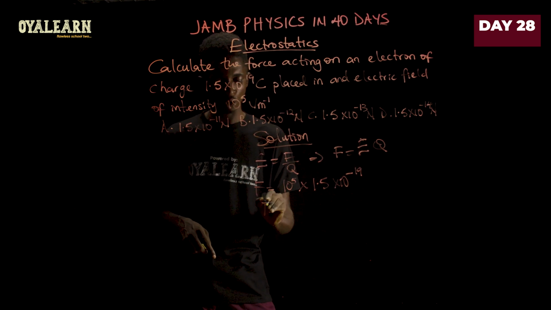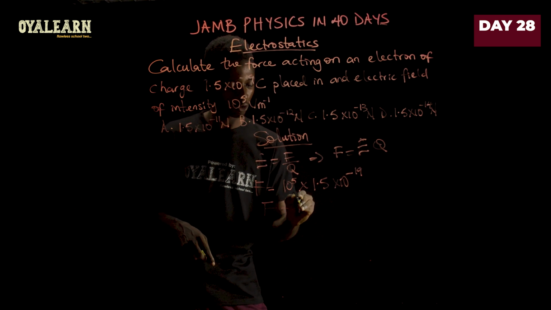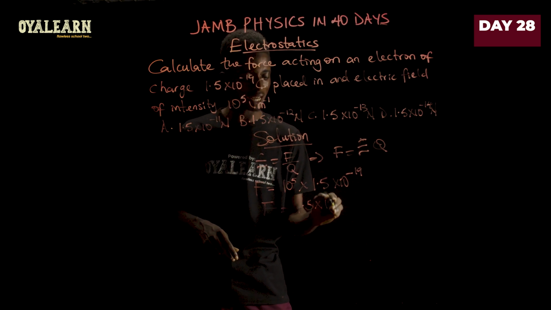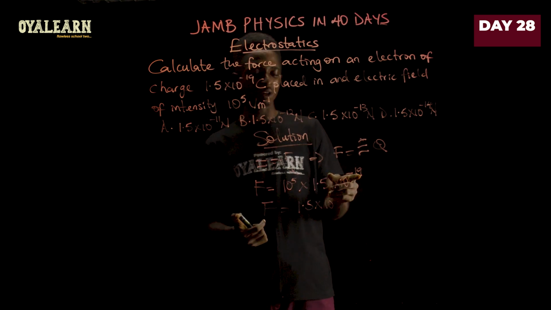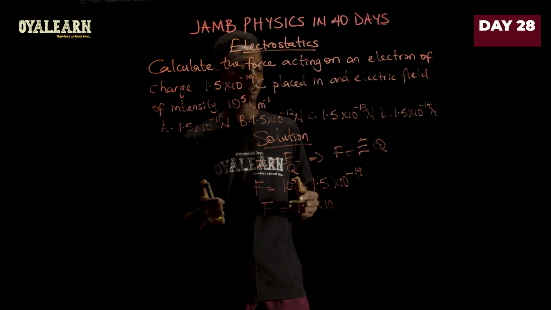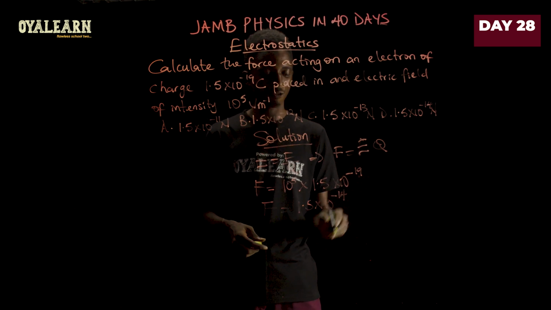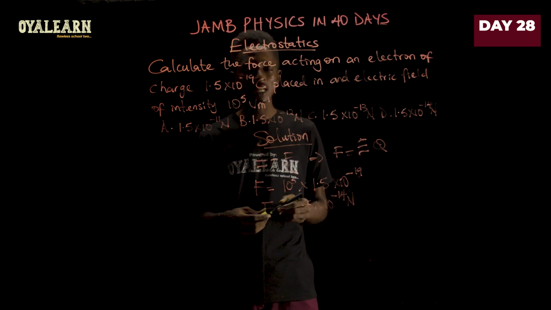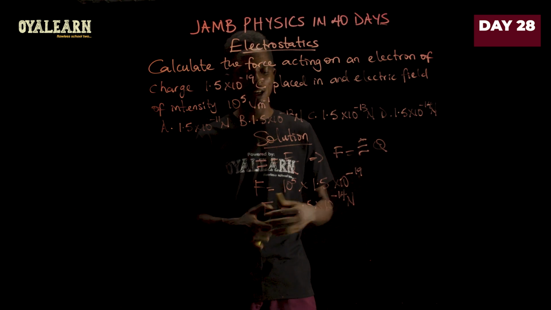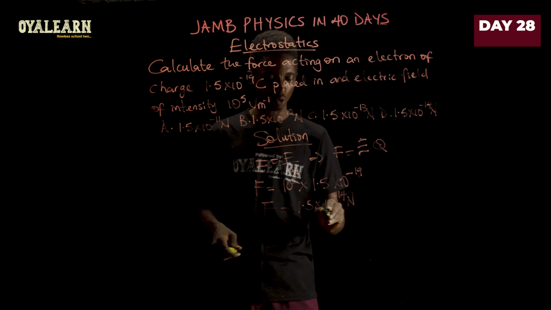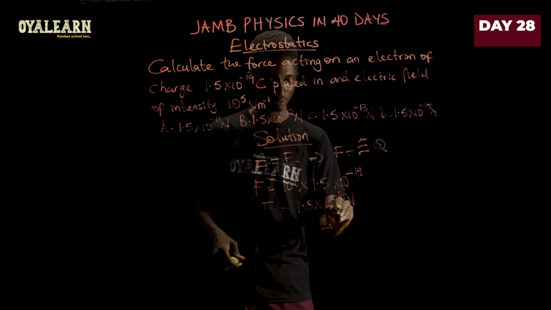Now when you find the product here, this will give you 1.5 still, multiplied by 10 raised to the power, now you have minus 19 plus 5, and that will give you minus 14. And force is measured in newtons, right? So if we have 1.5 times 10 raised to the power minus 14 newtons, that option is found in D. So we go with option D.